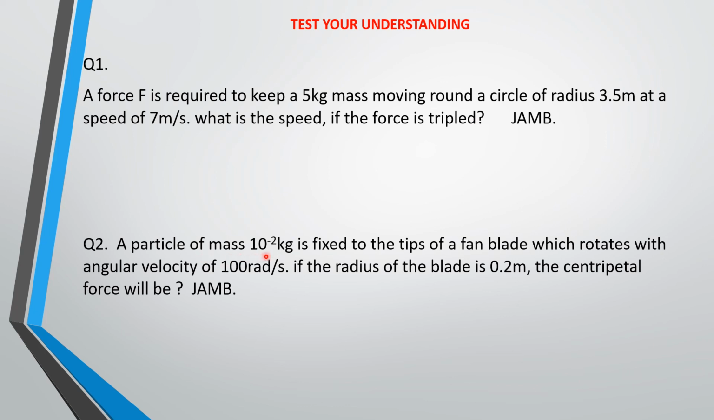A particle of mass 10 raised to the power minus 2 kg is fixed to the tip of a fan blade which rotates with an angular velocity of 100 radians per second. If the radius of the blade is 0.2 meters, the centripetal force will be what? So these questions are actually JAMB questions. So please guys, try your hands on them.